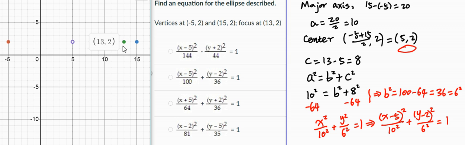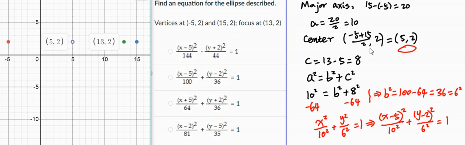What is the b value? We do not know yet, but we know that the center has to be (5, 2), because the center is in between the 2 vertices. 15 and -5, we take the average. 15 plus -5 is 10, divided by 2 is 5. And here, the y coordinate is still 2. You see, they are all on the same horizontal line. So that's the center, (5, 2).